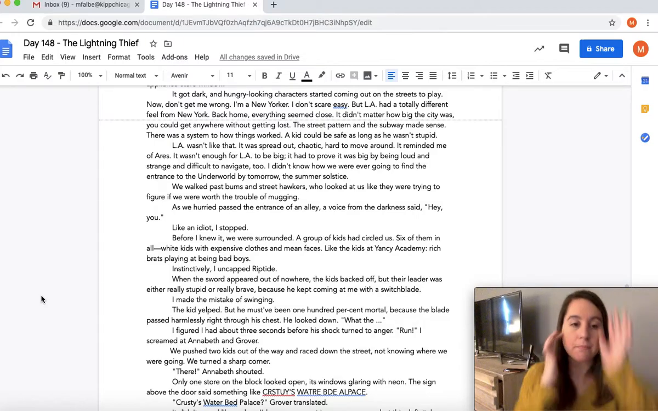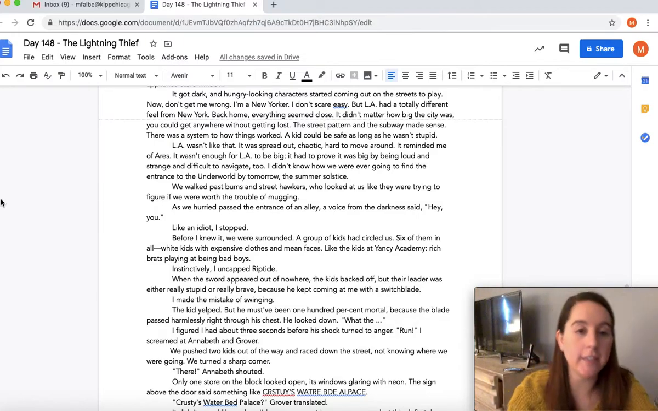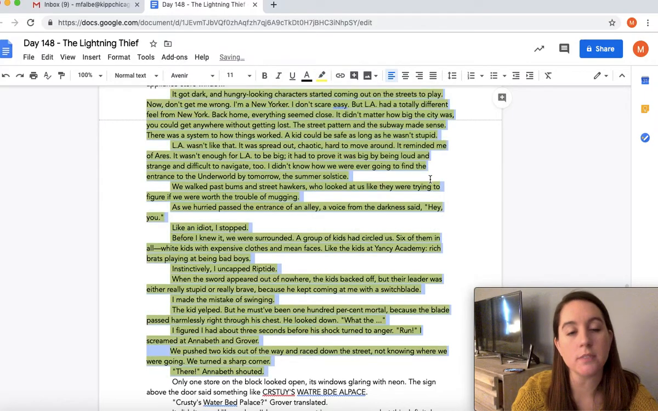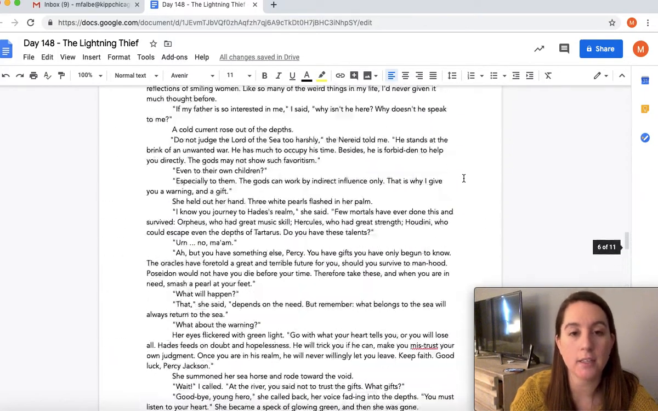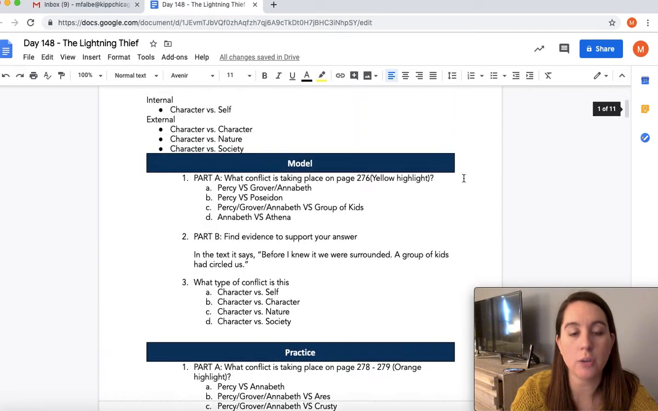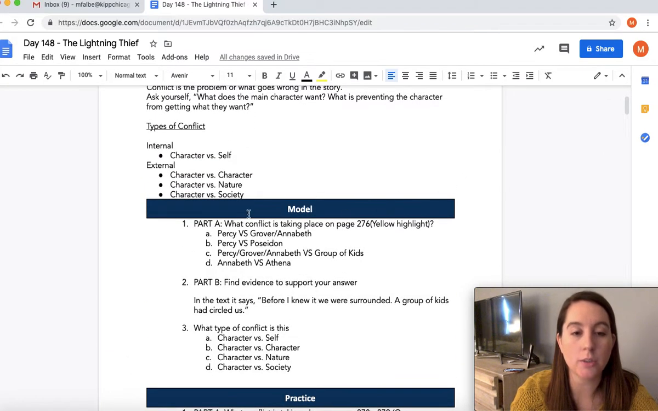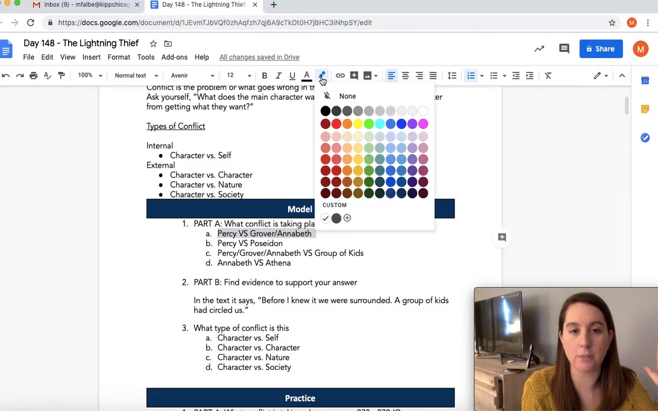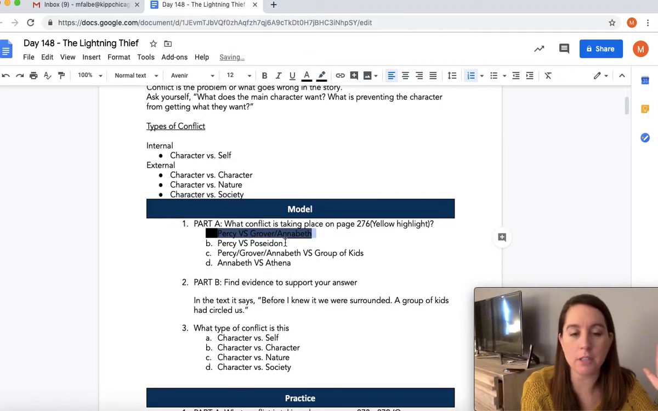Pause there. So now, this is our first part of the story that is a conflict. So I'm going to highlight it in yellow. Let's go back up to our example. So it says, what conflict is taking place on page 276 or in the yellow highlight? So the part that we just read. Is it Percy versus Grover and Annabeth? No, they're definitely not in a fight, so I'm actually going to get rid of that one. Percy versus Poseidon?